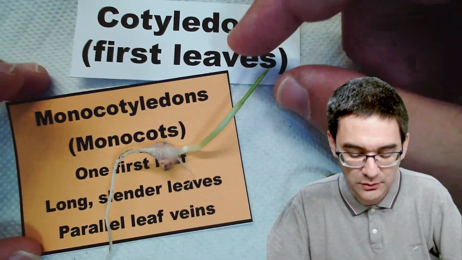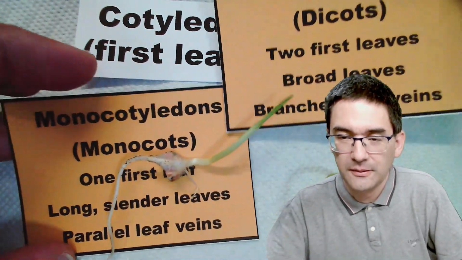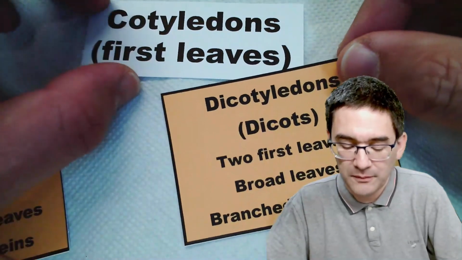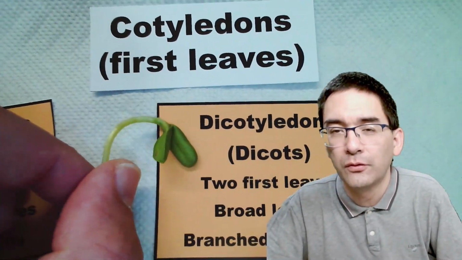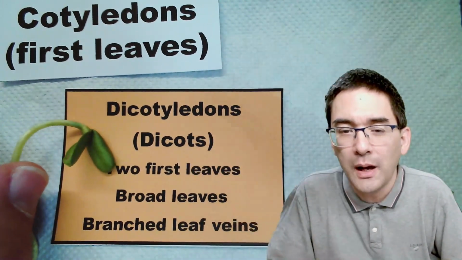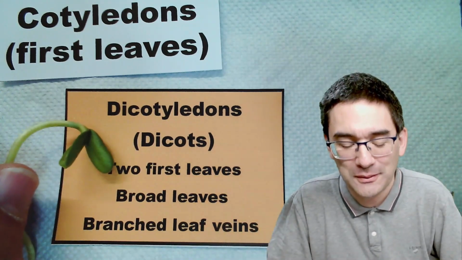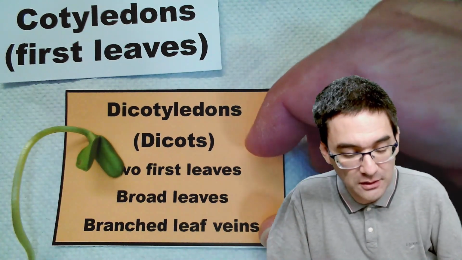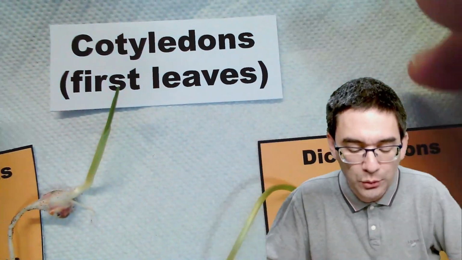And over here, the other group, they are the dicots. Di means 2, and the dicots have 2 first leaves, like the sunflower over here. And the leaves are also much broader, they're wider, and they have branched leaf veins. So I'll also talk about this later on. So this is already an important distinction within the flowering plants, the monocots and the dicots, and this is the reason why I made this.